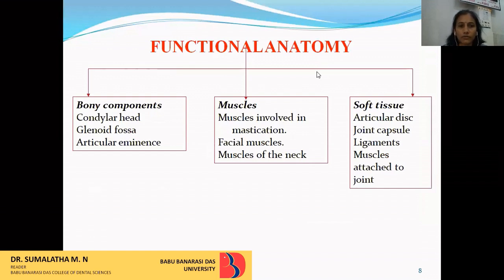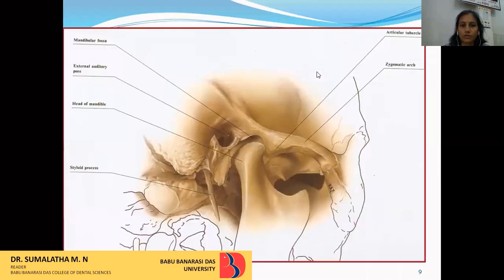Bony components include the condylar head, glenoid fossa and articular eminence, and the muscles involved in mastication, facial muscles and the muscles of the neck. The soft tissue components include the articular disc, joint capsule, ligaments, and muscles attached to the joint. This is a pictorial diagram showing the mandibular fossa, this is the condylar head, this is the articular eminence, and this is the zygomatic arch.